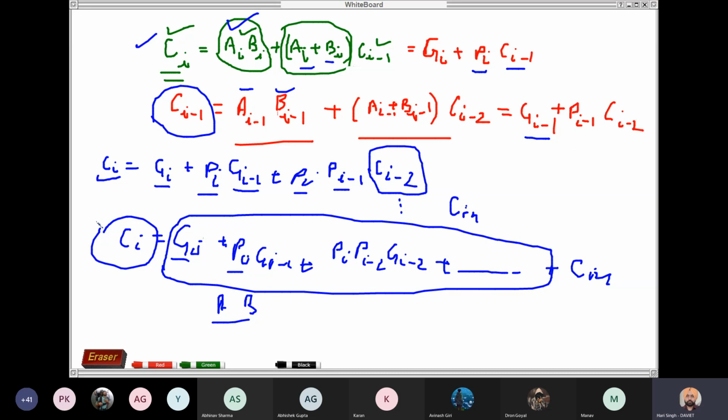So Ci will depend on the P and G factors plus the carry in, Cin, which we assume to be 0. So finally we can say that the carry at any stage is independent of the previous carries. It will just depend on the values of A and B and the initial carry Cn. Yes, students, any doubt you have? We are going to consider an example of a 4-bit carry look ahead adder to understand the concept.